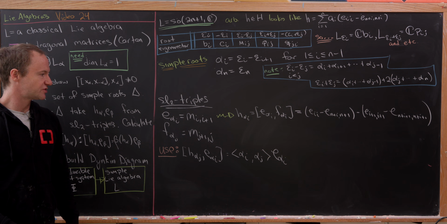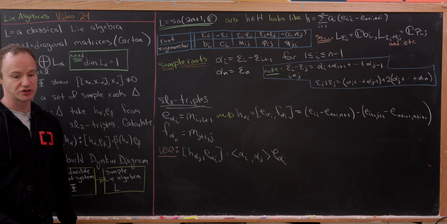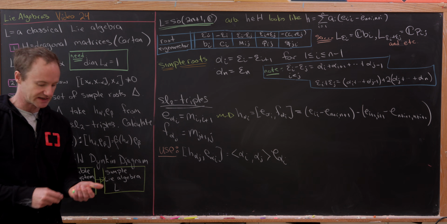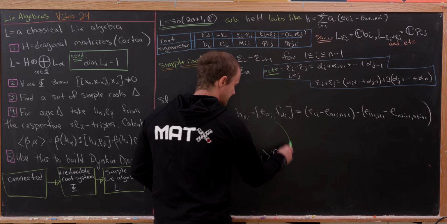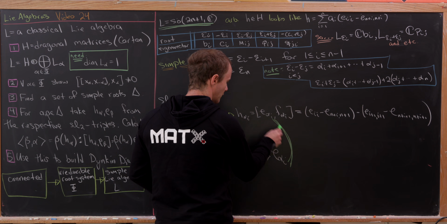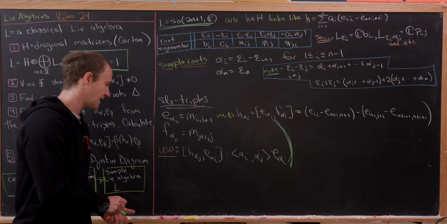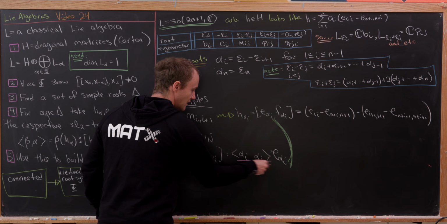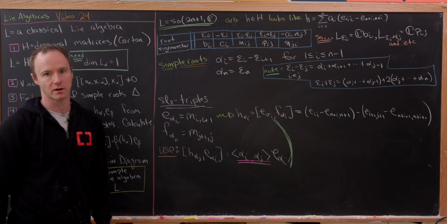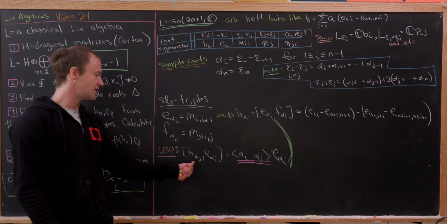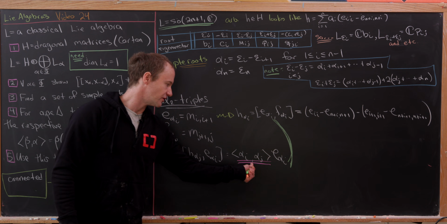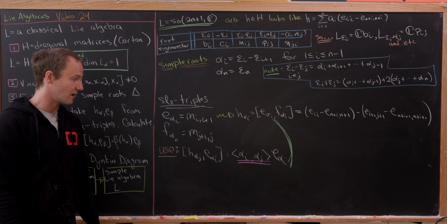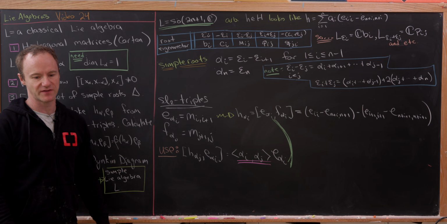That's actually enough to do all of our calculations and find the Dynkin diagram. So let's see what we get, keeping in mind that this formula right here is a definition for this number. You would simply need to do this bracket, see that you got some multiple of E alpha i, and that multiple would end up being the definition of that object right there.